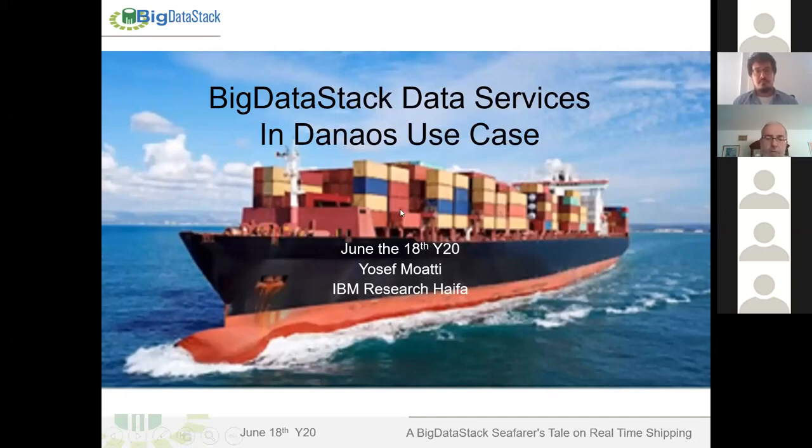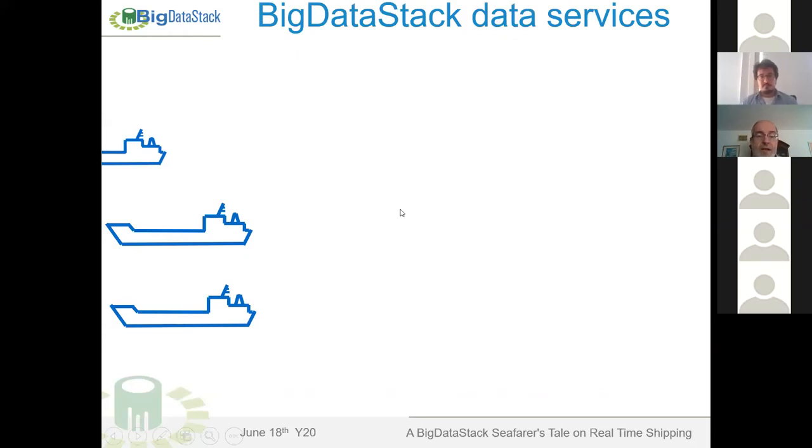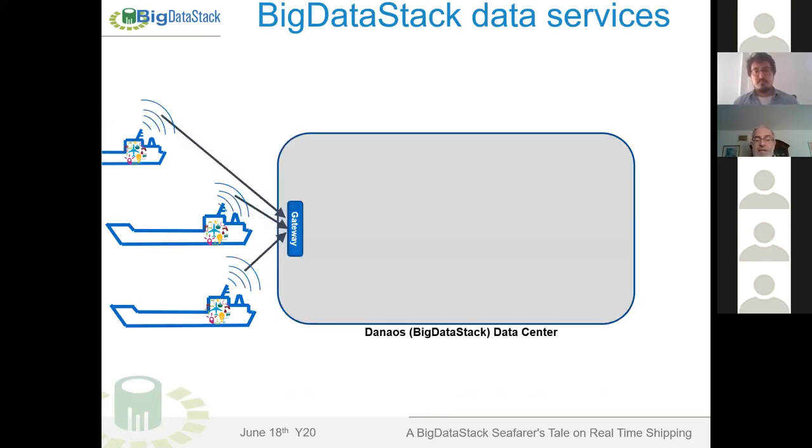Okay, so we start with a fleet of vessels. And as Stathis has just explained, the engines have been instrumented with sensors, which stream out IoT data. This data is sent to the Danaus data center.